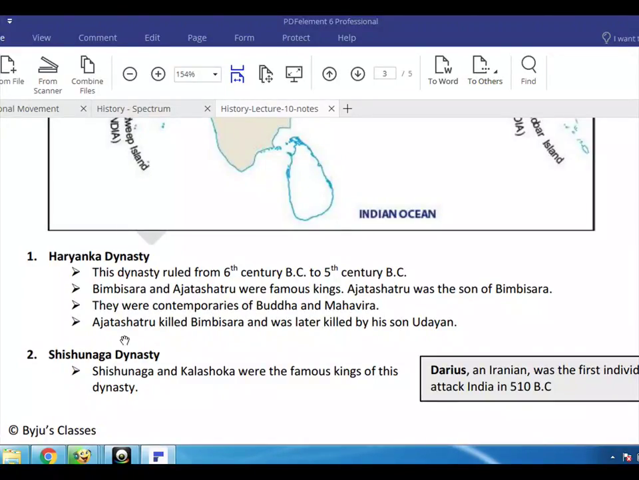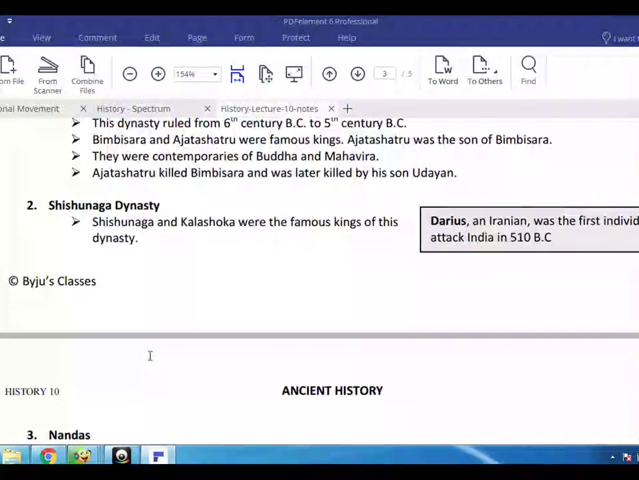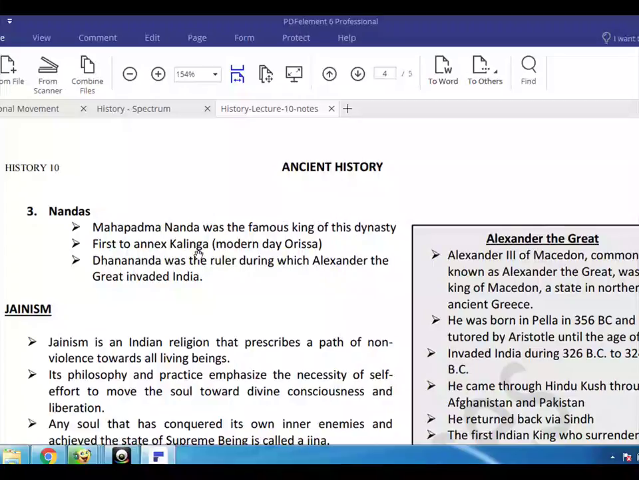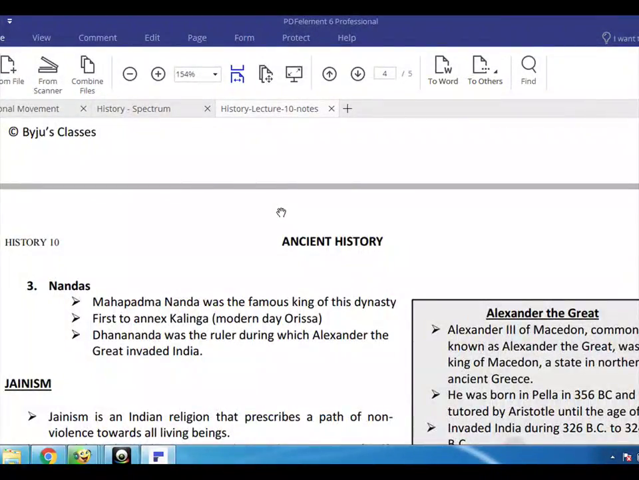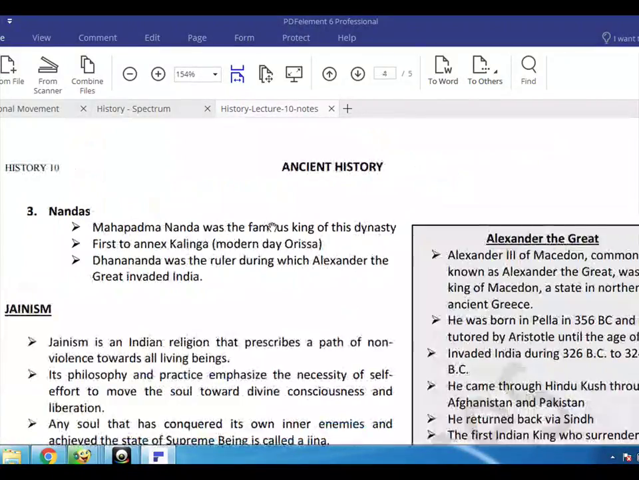2. Shishunaga dynasty. Shishunaga and Kalashoka were the famous kings of this dynasty. Darius, an Iranian, was the first individual to attack India, in 510 BC. 3. Nanda dynasty. Mahapadmananda was the famous king of this dynasty, the first to annex Kalinga. Dhana Nanda was the ruler during which Alexander the Great invaded India.